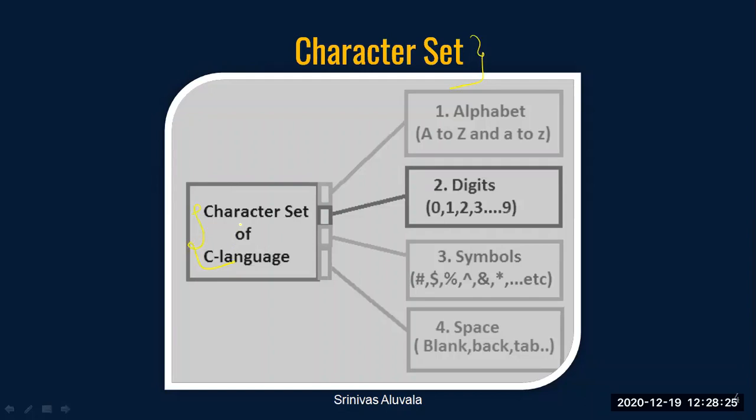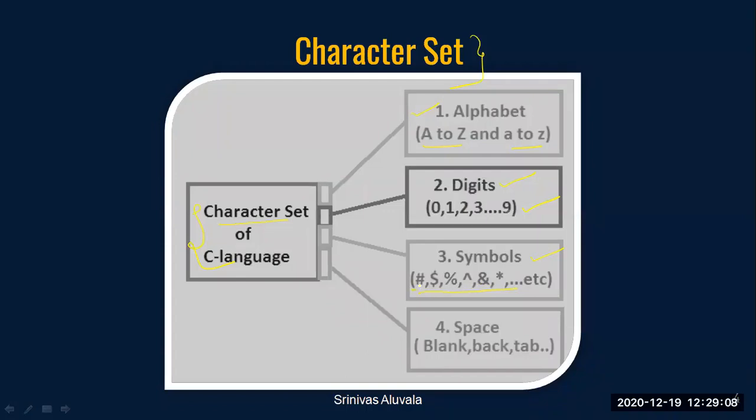Character set of C. As we know, English has a character set, alphabets, grammar, rules, regulations. In a similar way, a C program also has a character set, and that character set consists of four types. One is alphabets, from capital A to Z and small a to z. Next is digits, 0 to 9. Then we have the symbols: whatever symbols are available on our computer system can be used in our C programming, but not wherever we want. They are used in a specific way.